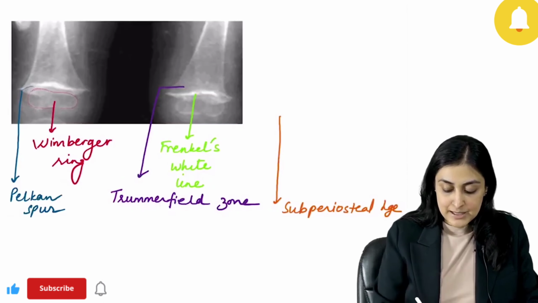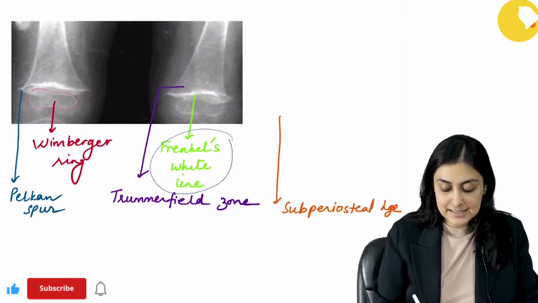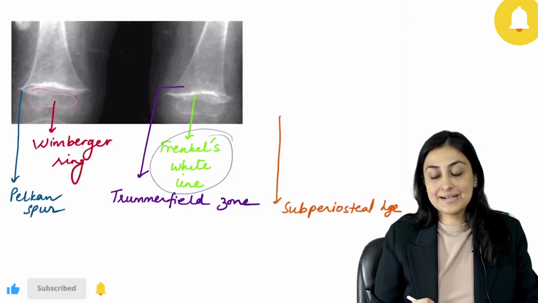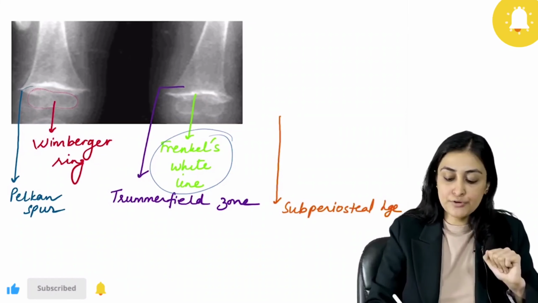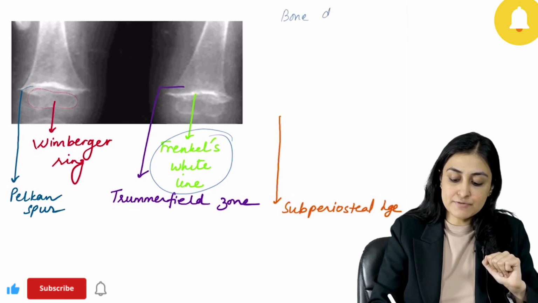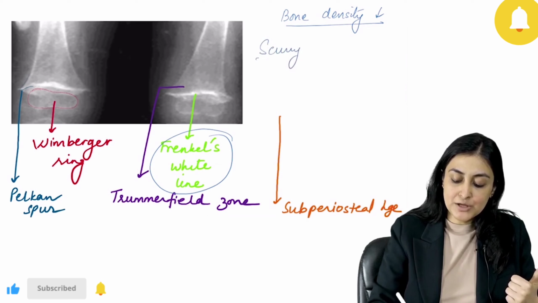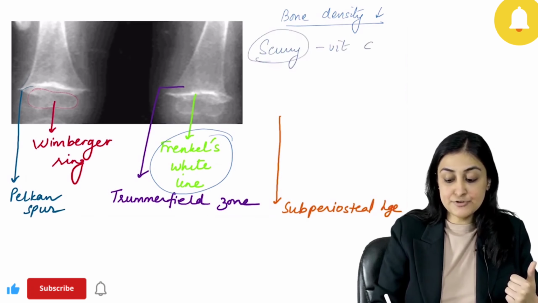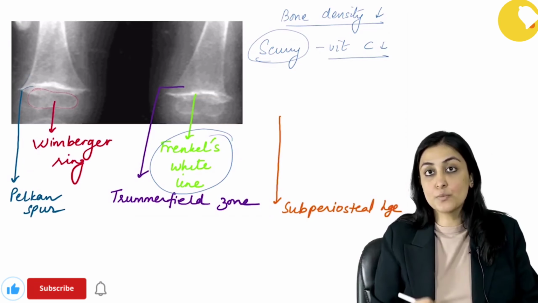Let's talk about scurvy. So do you see this bone? Again, we see the white line. We'll call it the Frenkel's white line. Now, a common feature between scurvy and rickets, both of them are going to have reduced bone density because the bone is not forming properly. But here, bone is not forming properly because there is vitamin C deficiency, there is collagen which is deficient, there is osteoid which is not formed properly.